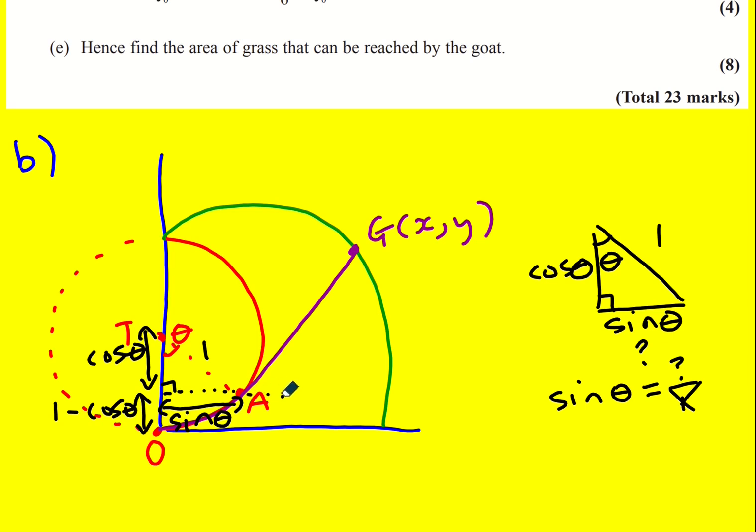Now we've just got to work out how far we move in the x direction from A and in the y direction as well. Okay, for that I'm going to need to think about the arc length.